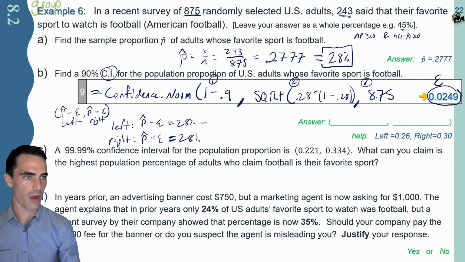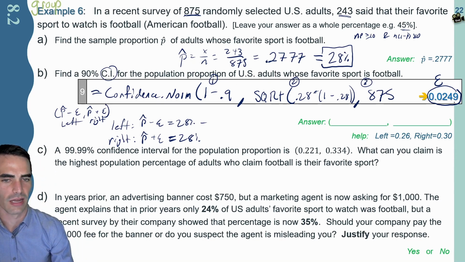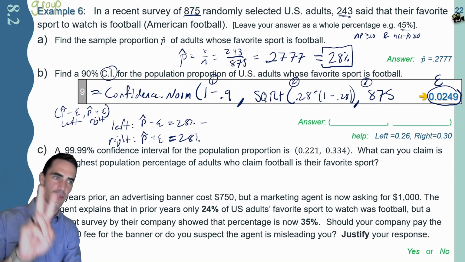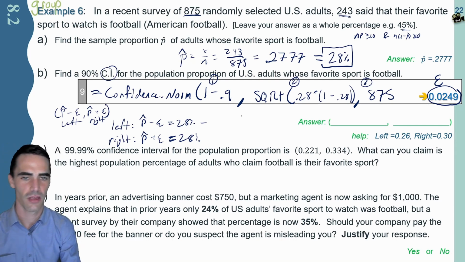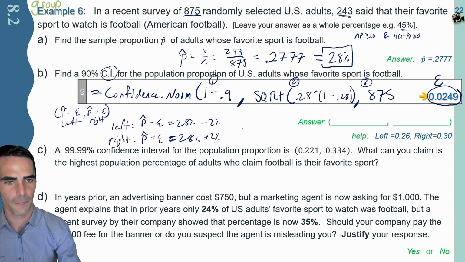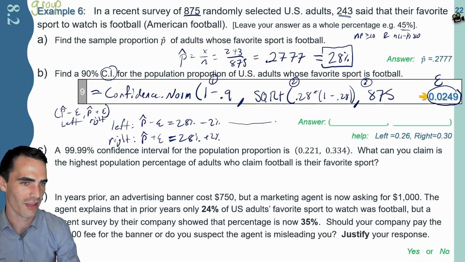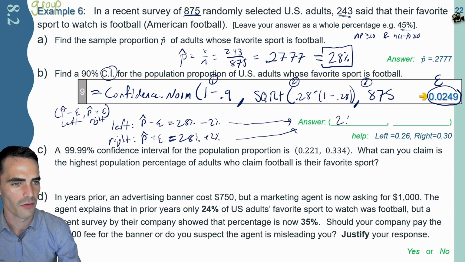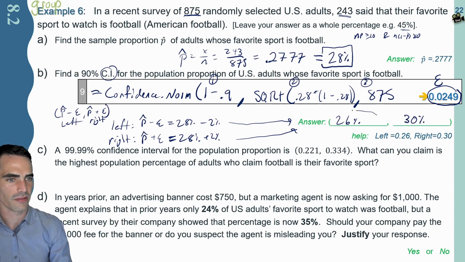And with those three ingredients, provided that we have the equal sign here and CONFIDENCE.NORM, we'll get our margin of error, no problem, of 0.0249. How goofy that when you round this to 2 decimal places or a whole percent, you end up with minus 2% and plus 2%. Just to make the numbers work out nicely. Let's write that in our answer over here, that if I subtract, I end up with 26%. And when I add, I end up with 30%. That is my confidence interval.